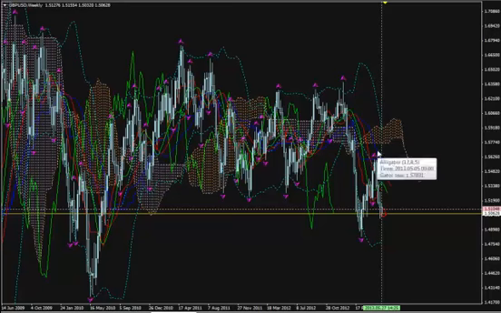We have leading alligator turning downwards. We have all this formation from the Kumo, from Ichimoku, telling us that things are bearish. So yes, we are right if we enter short. On the daily chart, leading alligator says go down.